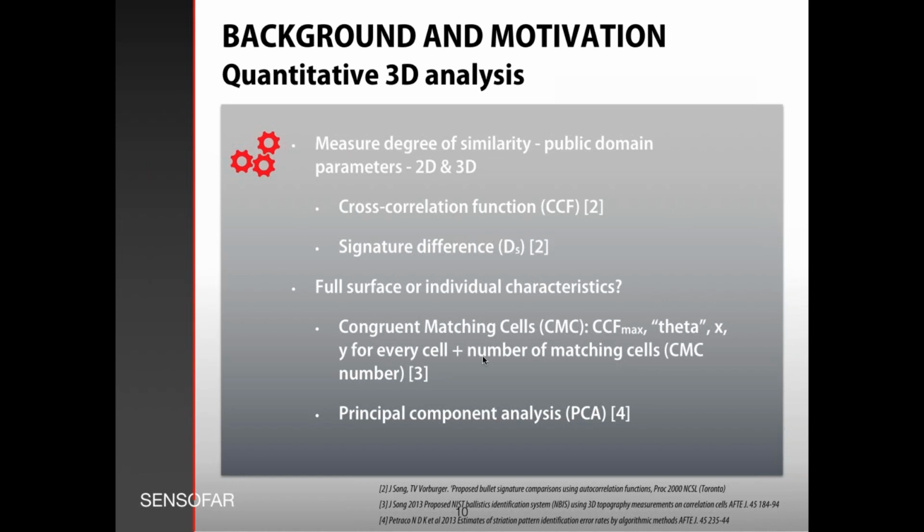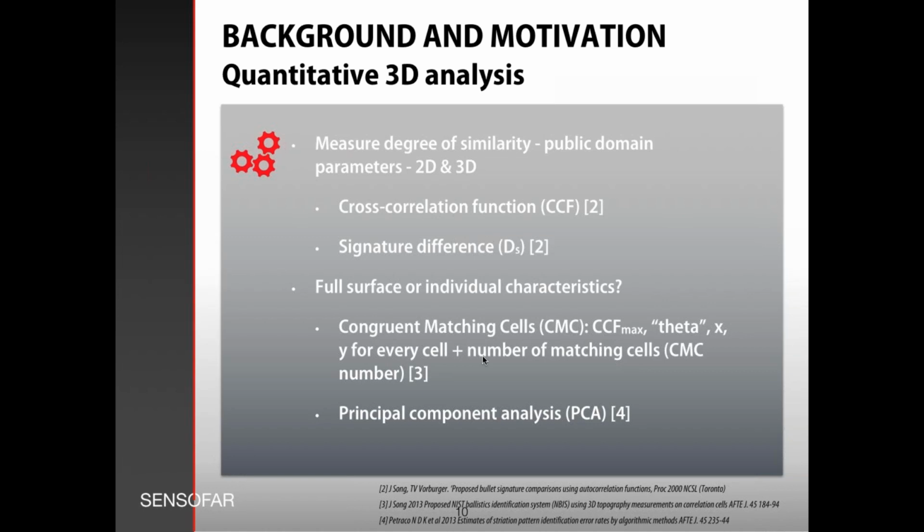For that, the first thing we have to establish is the way to measure the degree of similarity between two 3D measurements. And here, what is recommended to use by the scientists is public domain parameters. We have selected for our solution the cross-correlation function.